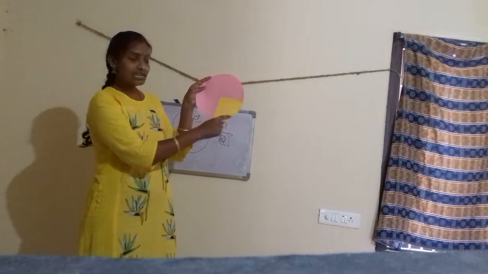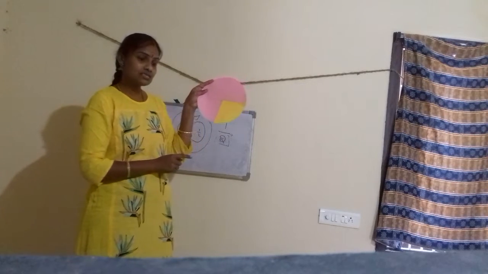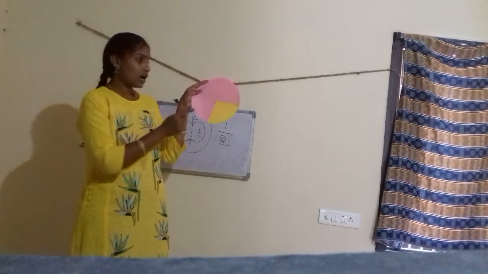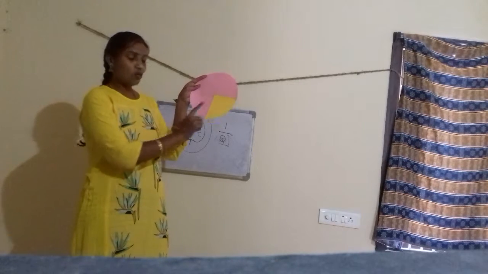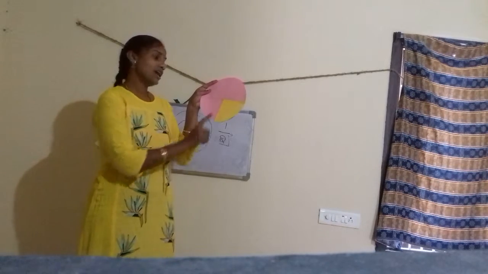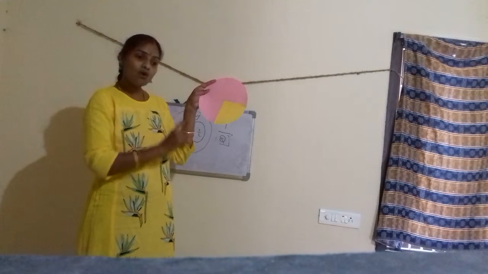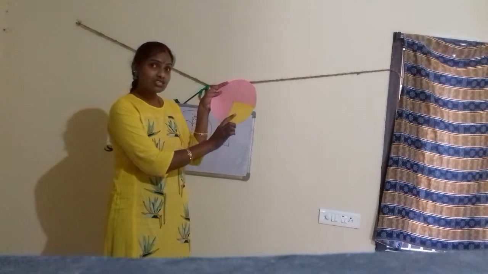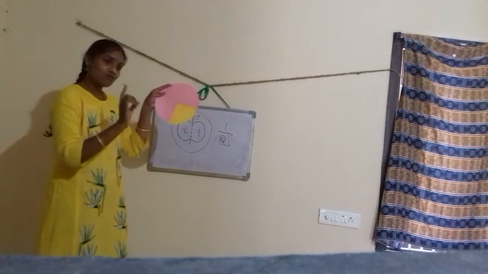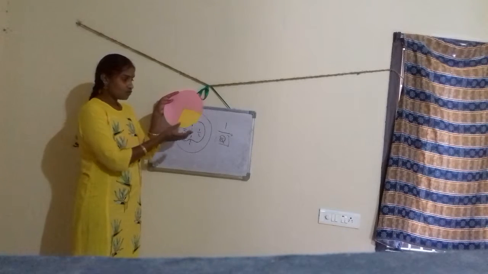See the yellow color chart. How many parts of the yellow color chart are there? Only one part. Out of 4 parts, only one part we consider. What is the fraction of the yellow part? The yellow part is 1 out of 4 parts. So this fraction is called 1 by 4.